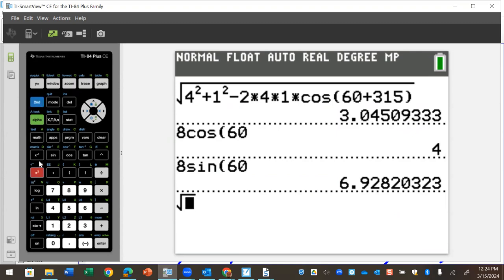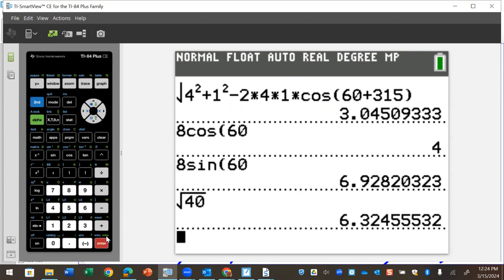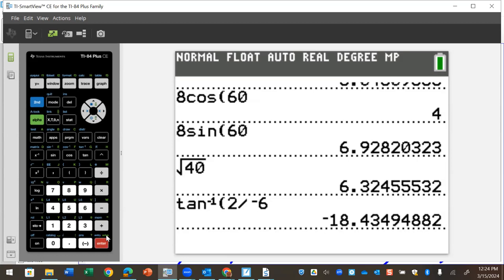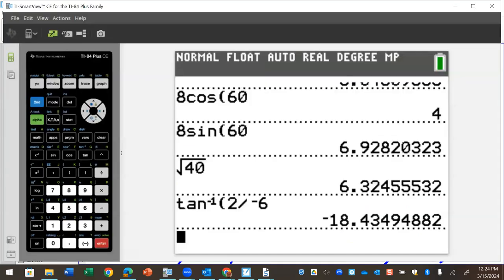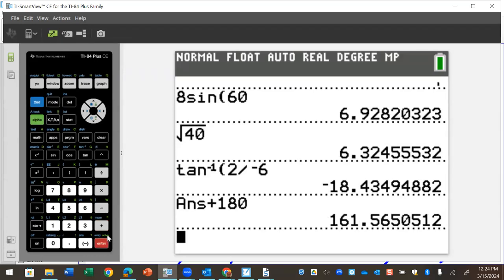Right. So what did you get when you squared them all? It's 40, right? So 6.3, we'll credit. And inverse tan, give me y over x. Why is that wrong? Which quadrant is negative 6, 2 in? Quadrant 2, and that negative angle you just got is in quadrant 4. So please, just like last unit, add your 180 if needed. So 161.6 degrees. Good.